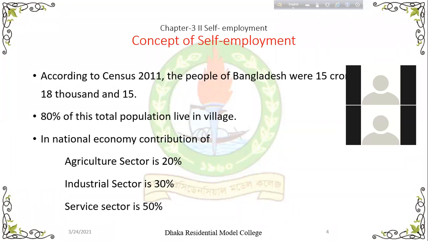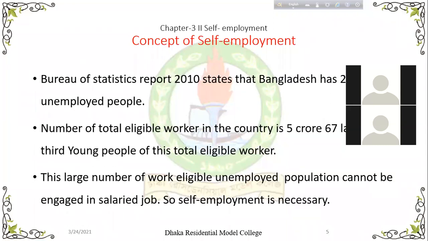If you see the MCQs from your guide or books, you can see many questions on this information. In the national economy, the contribution of the agriculture sector is 20%, industrial sector is 30%, service sector is 50%. Most important topics I have noted here, and you have to memorize this.